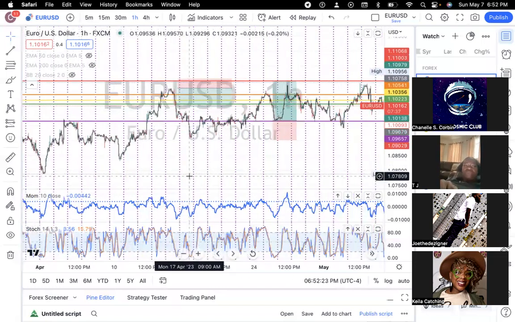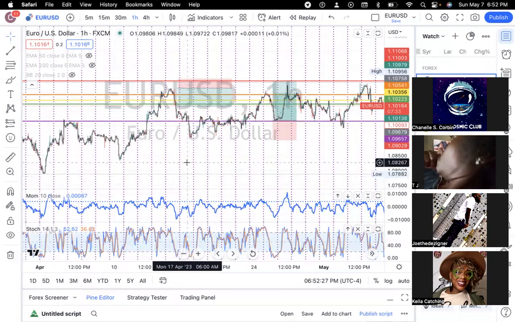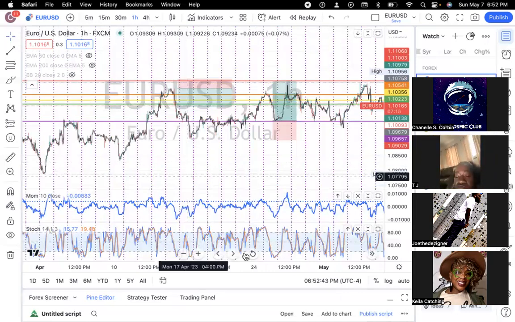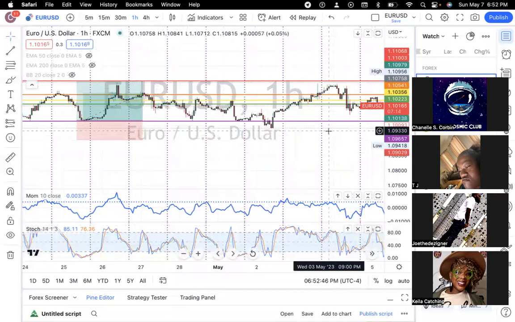So if you feel more comfortable doing the 1 to 1, you can. You could try the 1 to 2. But again, just be mindful of the time frame that you're analyzing and the amount of pips you're going for. Because if you're trying to go for 100 pips on a 15-minute time frame, it might not work because your stop loss may be too tight. So that's just what it is.